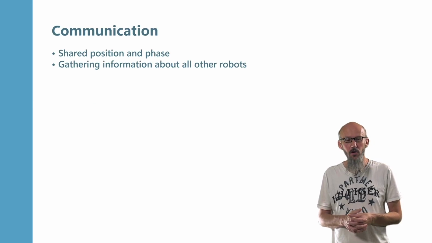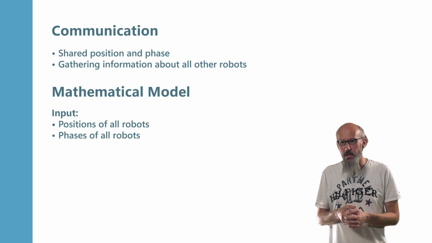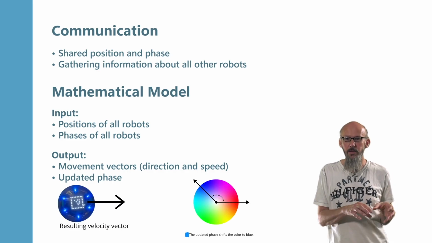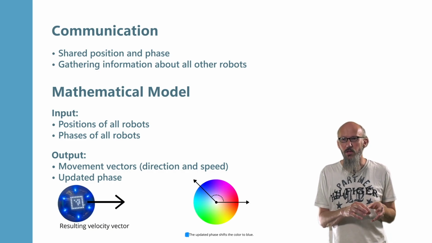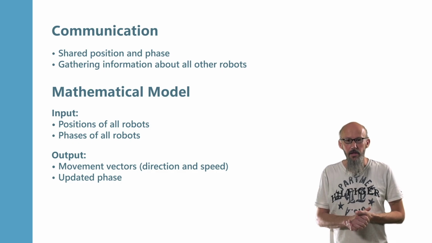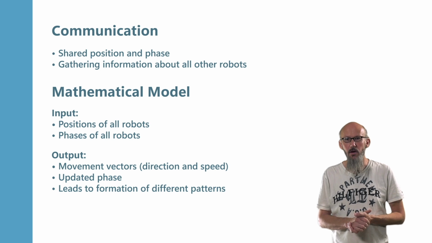The robots use their communication capabilities to share all the locations and internal phases among each other. And these are used to calculate the movement vectors and internal phases. So once the robots know where the other robots are, they can move towards other robots that have a similar phase and away from robots that have a very different phase, or the other way around. And with that capability, they can form different patterns depending on the parameters selected for the model.